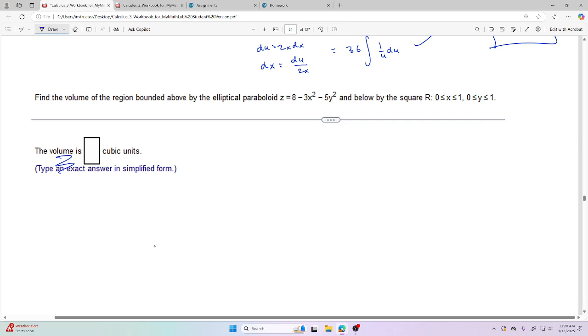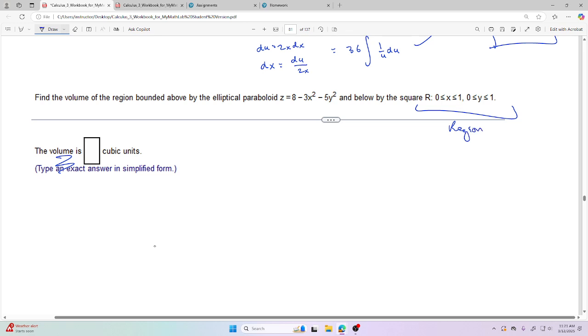Cool. So it's like a real application, I suppose. Find the volume bounded above by this. So that's my region, I think. We're going to figure that out. This is my region.